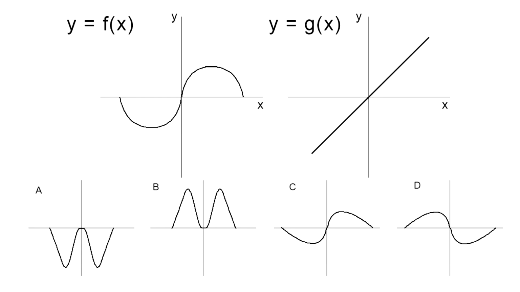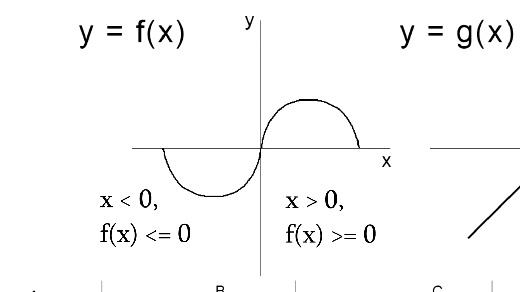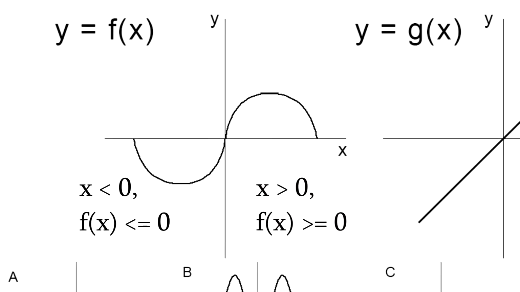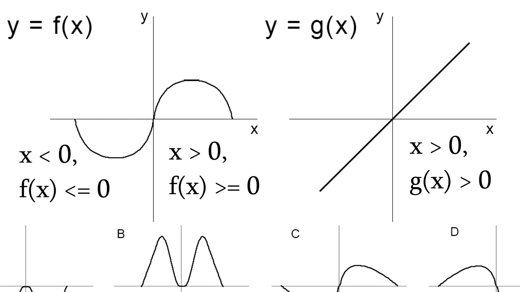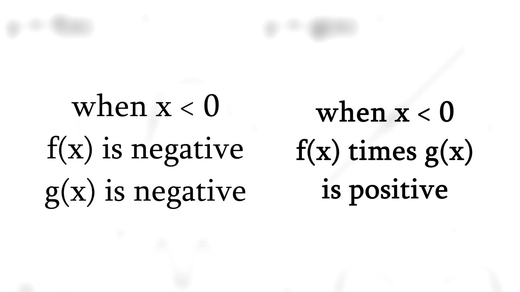Okay, so what you do is you look at the signs of the functions when x is negative and when x is positive. So for f of x, when x is negative, f of x is also negative. When x is positive, f of x is positive. And for g of x, when x is positive, g of x is positive, and when x is negative, g of x is negative. So when x is negative, both functions are negative. And so if we take g of x times f of x for any x that is negative, we're going to get a positive value, because when you take a negative value times a negative value, you get a positive value.